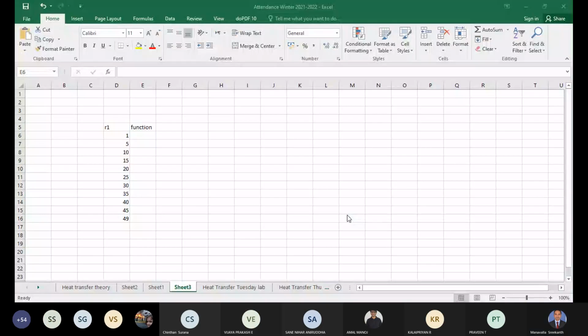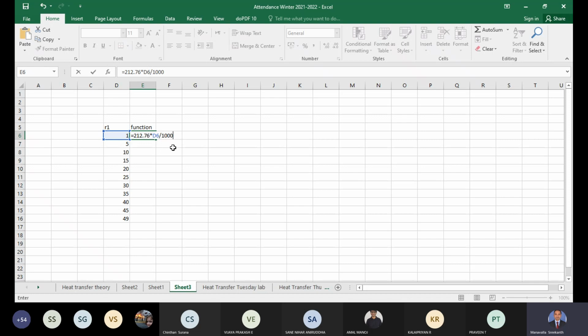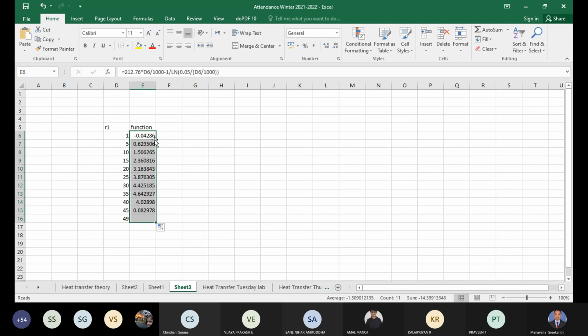Now let me see the function here. 212.7 R1 divided. See, these values of R1 are in millimeters, so I am converting to meters. Okay. So I have computed the value of this function for R1 from a range of 1 to 49 millimeters.